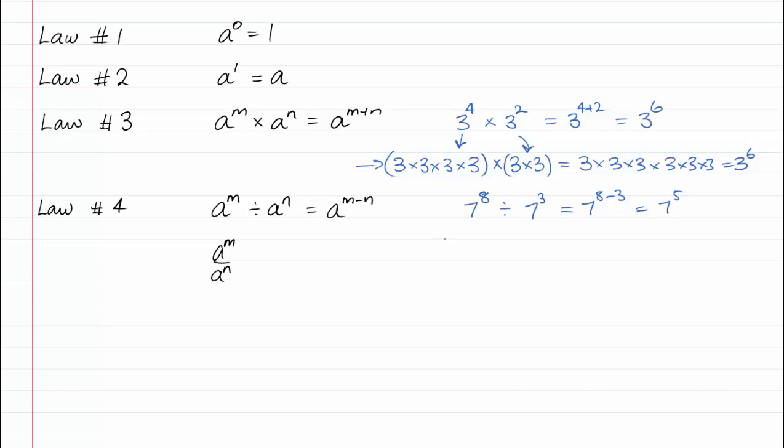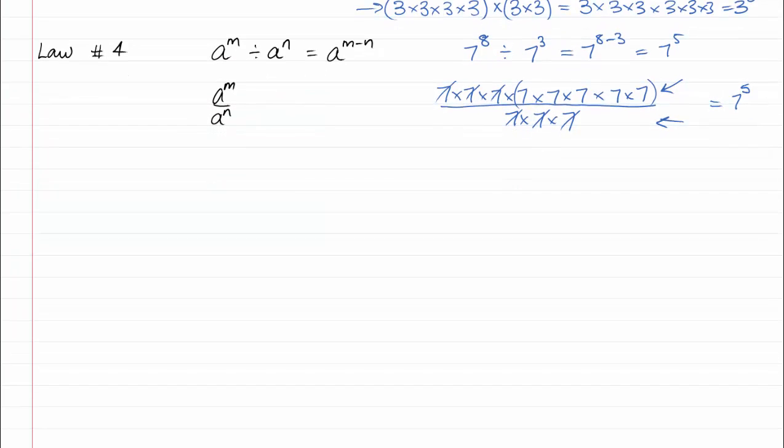And in terms of a fractional form, this is equal to 7 times 7 times 7 times 7 times 7 times 7 times 7 times 7, divided by 7 times 7 times 7. So there's our 7 to the power of 8, and there's our 7 to the power of 3. Of course, this 7 cancels with that one, this one with that one, this one with that one, leaving us with 7 to the power of 5, which you can see there. So that's law number 4. Law number 5.